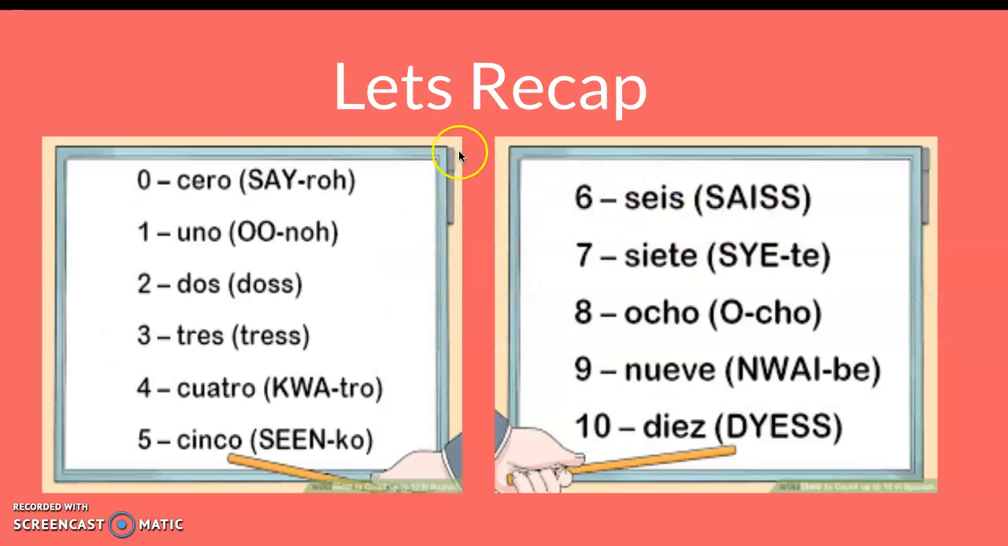And then to recap, we'll start from 0 and then we'll go all the way up to 10. We have 0, 1, 2, 3, 4, 5, 6, 7, 8, 9 y 10.